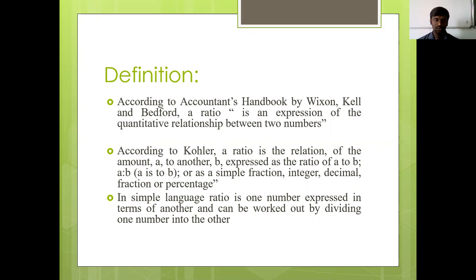of the quantitative relationship between two numbers. And according to Kohler, a ratio is the relation of one amount to another and can be expressed as the ratio of A to B, or A is to B, or as a simple fraction, integer, decimal fraction, or percentage. So in simple language, the ratio is one number expressed in terms of another and can be worked out by dividing one number into the other.